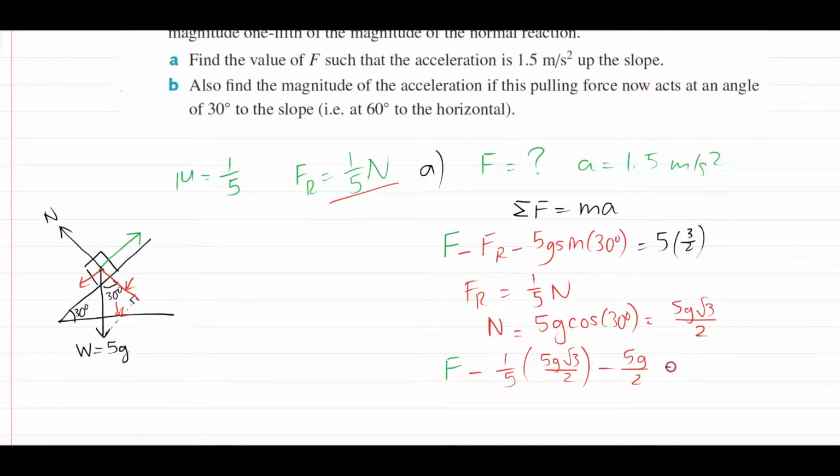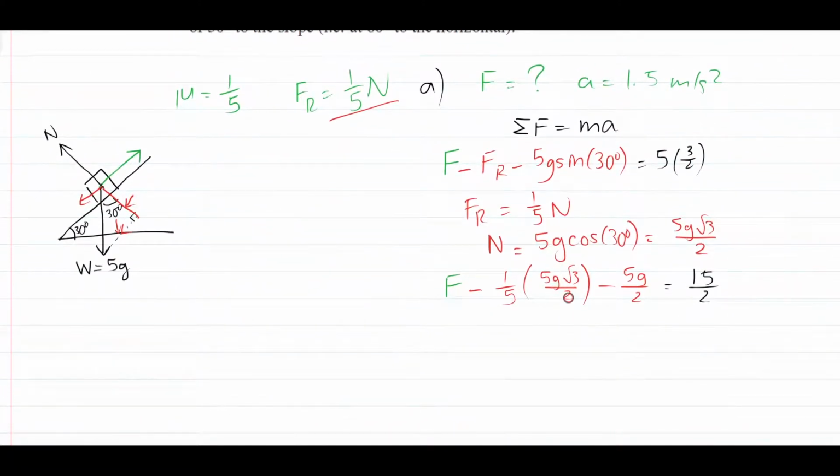And you let that equal 15 divided by 2. 5 times 3 is 15. Okay, you pretty much got all your numbers already. You can easily solve for F in this case. You move 1/5 times 5g root 3 over 2, and you move 5g over 2 as well, to the other side. And if you use your calculator, guys, you should get 40.49 newtons.